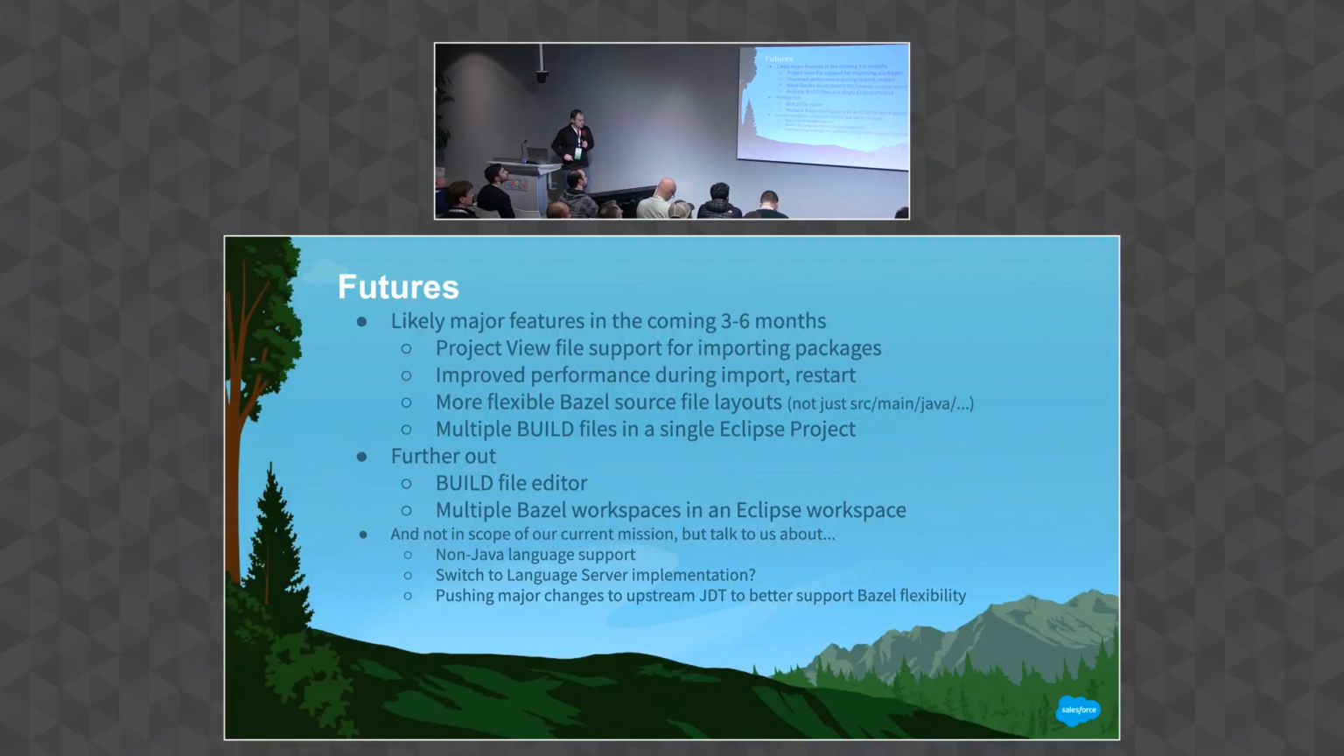In terms of futures, we're working on import. It's pretty slow right now. We know why, but we just need to invest time in making that better. Also, the IntelliJ plugin has a project view scheme, which we really like, which is a file that decides what packages you want to import into your IDE. So we're working on that too. Also, right now, we really only import correctly Java projects that kind of look like a Maven project. So it has a top-level build file, source main Java, source test Java. We can make that more flexible for sure, so we're working on that as well.